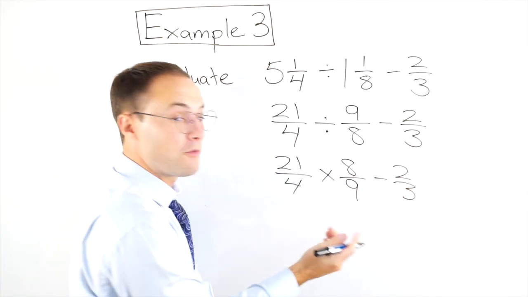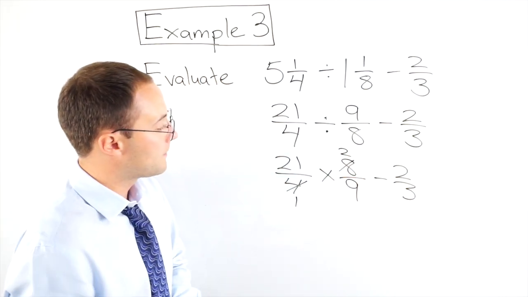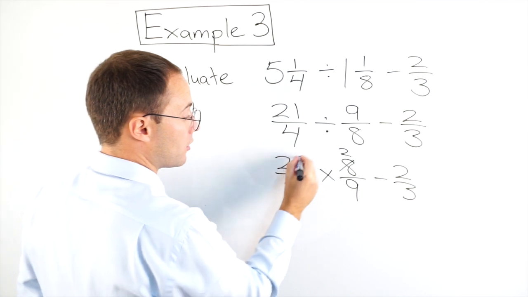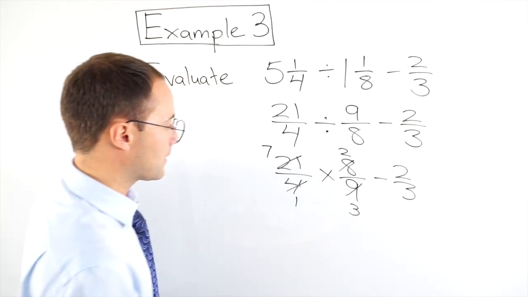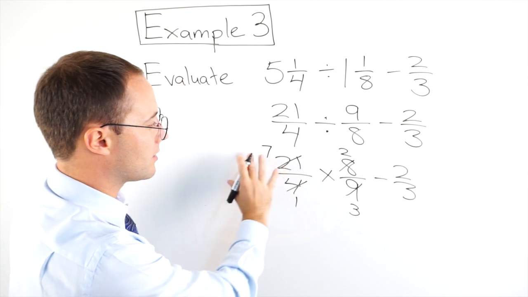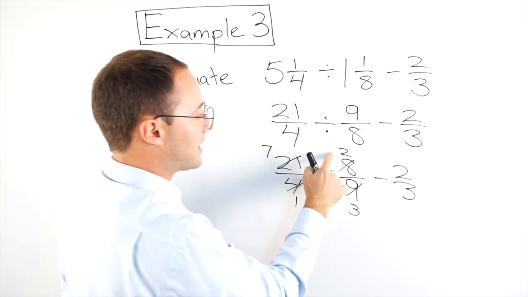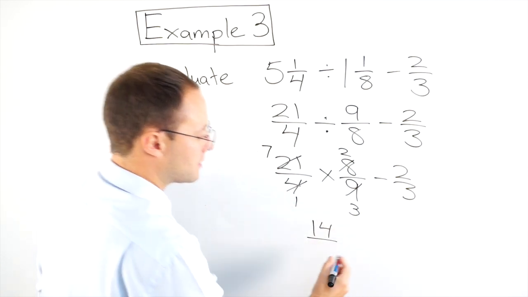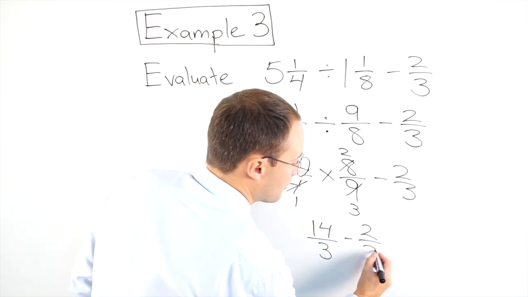Let's simplify before we multiply. 4 becomes 1, that becomes 2. 21 and 9 have a common factor of 3, so that's going to become 7, and that's going to become 3. And that's all I can do there, so let's multiply those before we do my subtraction. 7 times 2 is 14 over 1 times 3 is 3, minus 2/3.